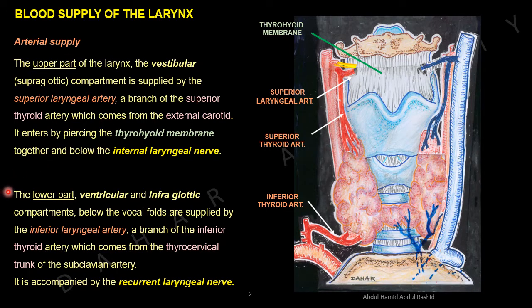The lower part, that is the ventricular and infraglottic part of the larynx, below the vocal folds, is supplied by the inferior laryngeal artery, which is a branch of the inferior thyroid artery, that is the branch coming from the thyrocervical trunk of the subclavian artery. It accompanies the recurrent laryngeal nerve.